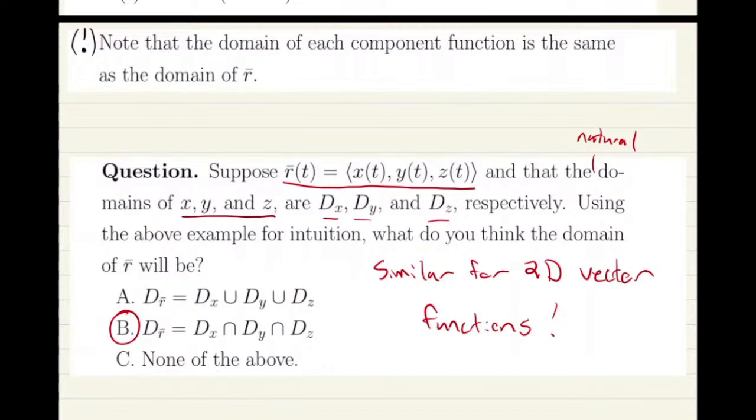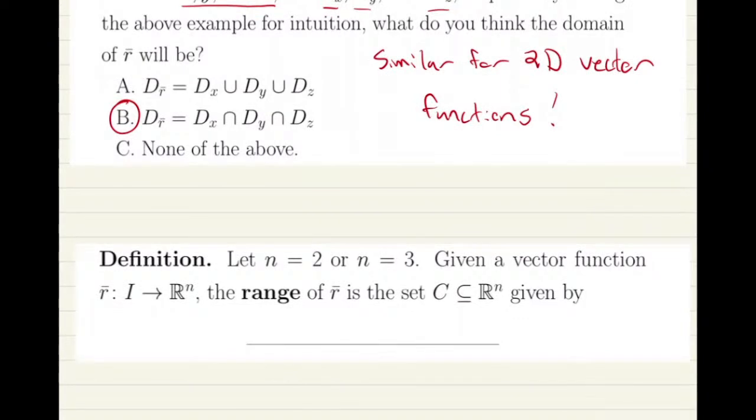We're talking about domains. What else is an important part of a function? Probably its range, huh? The range, along with the domain, is important. So let's talk about the range. Let n equal 2 or 3. In fact, this holds for any n, but we'll focus on 2 or 3. Given a vector function R from I to Rn, so it's either 2D or 3D, the range of R in either case is the set C, a subset of Rn, given by this. C is defined to be, and we always use the letter C for the range of the vector function in this class, at least, the set of all outputs R of T such that T is in I.